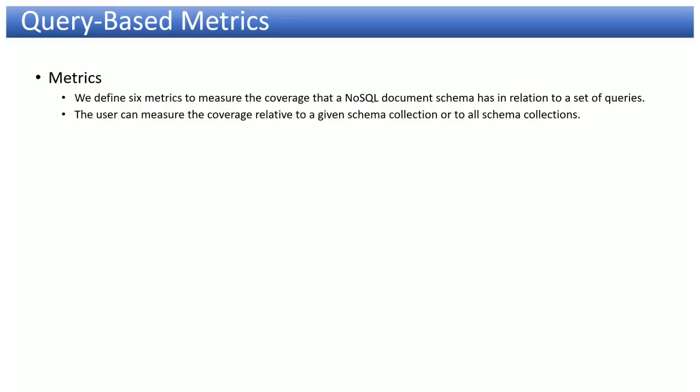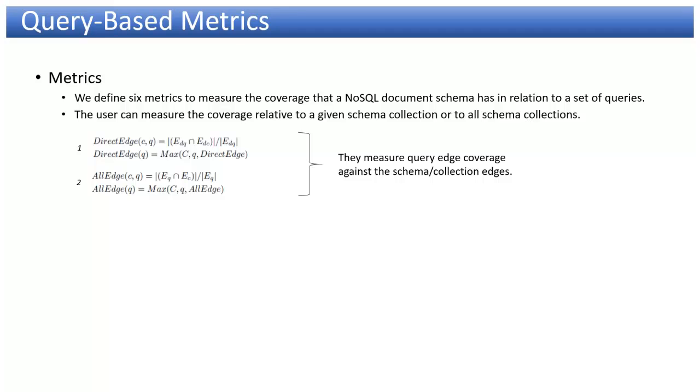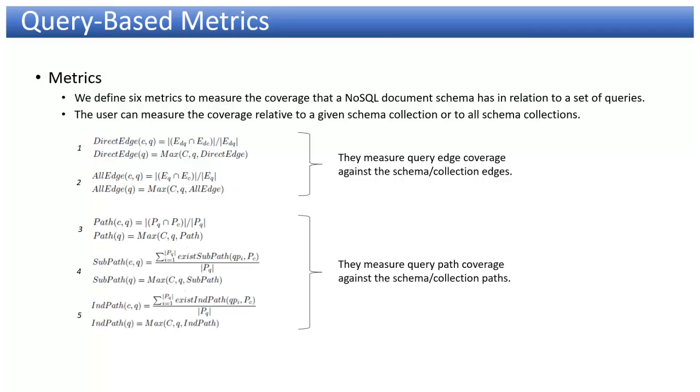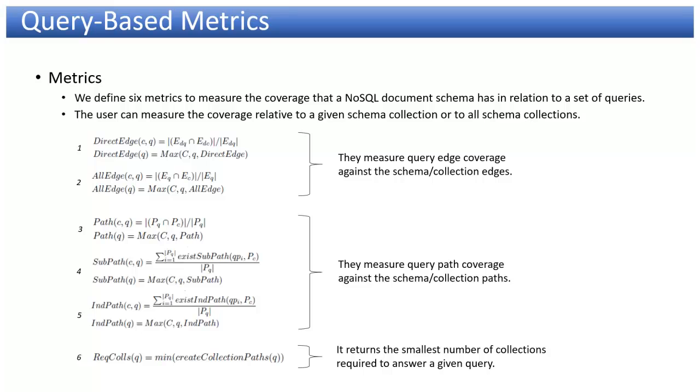Metrics. We define 6 metrics to measure the coverage that a NoSQL document schema has in relation to a set of queries. The user can measure the coverage relative to a given schema collection or to all schema collections. We define the dir edge and all edge metrics that measure query edge coverage against the schema or collection edges. We define the path, subpath, and indirect path metrics that measure query path coverage against the schema or collection paths. And finally, we define the graphs metric that returns the smallest number of collections required to answer a given query.